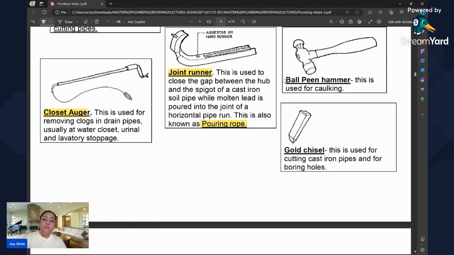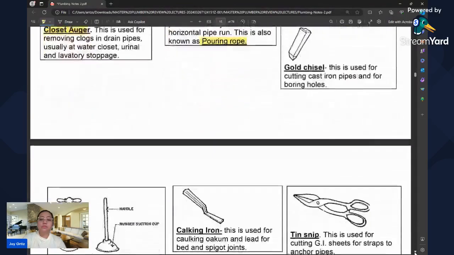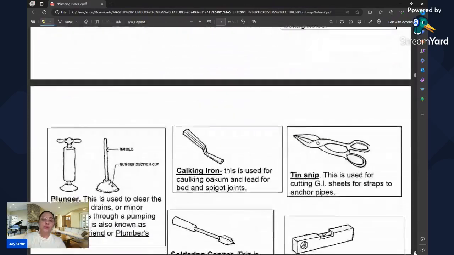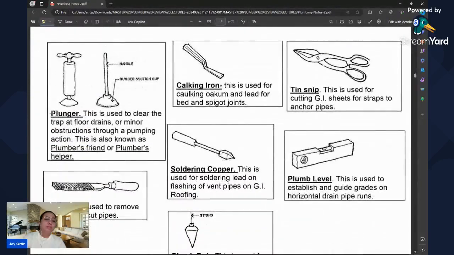We have also the ball peen hammer. So this is the ball peen. Tawag po dito ball peen. Tandaan nyo na lang po yung ball peen. So this is used for caulking. We have also the cold chisel, and this is used for cutting cast iron pipe and for boring holes. Cold chisel po yun.